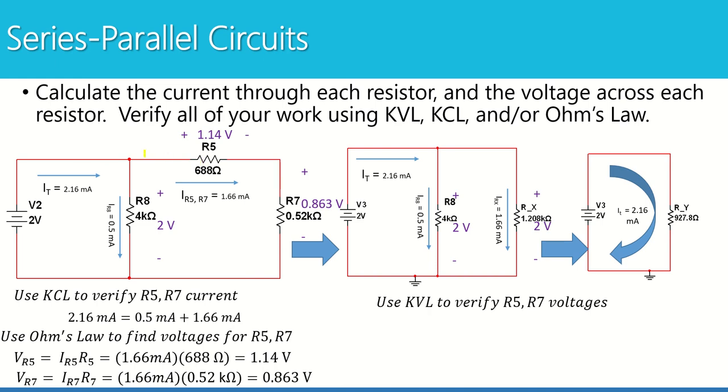So if I decide to do a loop around here and make a KVL equation, here's what it would look like. Let's say that I start right here. I have a positive 1.14 volts plus 0.863 volts minus 2 volts. And I get 0.003. Something really, really close to 0 is okay because you're going to have some rounding error. So you know it should be about 0. It should be very, very close to it. And this is definitely close enough. So KVL has helped me to verify my work.